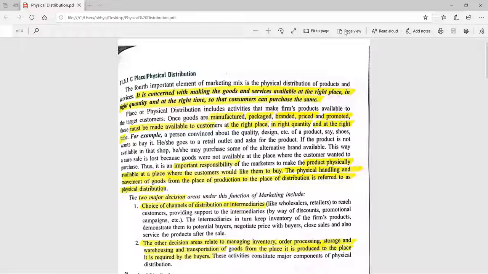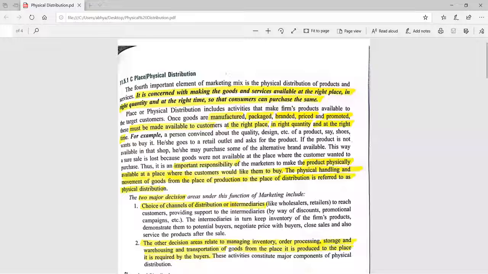And today I'm going to start with the third element of marketing mix, which is also a very important element. That is the place mix or physical distribution. Place mix means making the goods available at the right place, at right time, in right quantity.